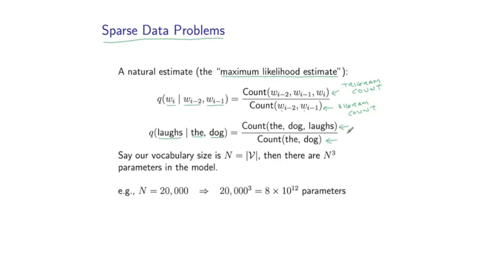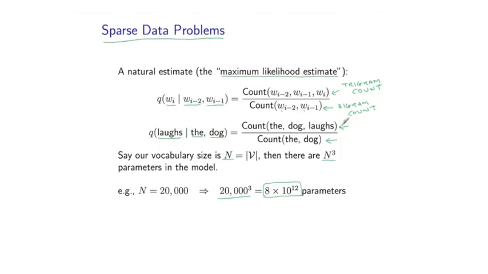Now, as I said earlier, in general in these models, we are going to have a very large number of parameters. So if our vocabulary size is capital N, then there are roughly N cubed parameters in our model. As one example, if N is 20,000, then we have 20,000 cubed. That's around 8 times 10 to the 12 parameters. So even with the very large training sets that we use nowadays to estimate the parameters of a language model, this is a very, very large number.